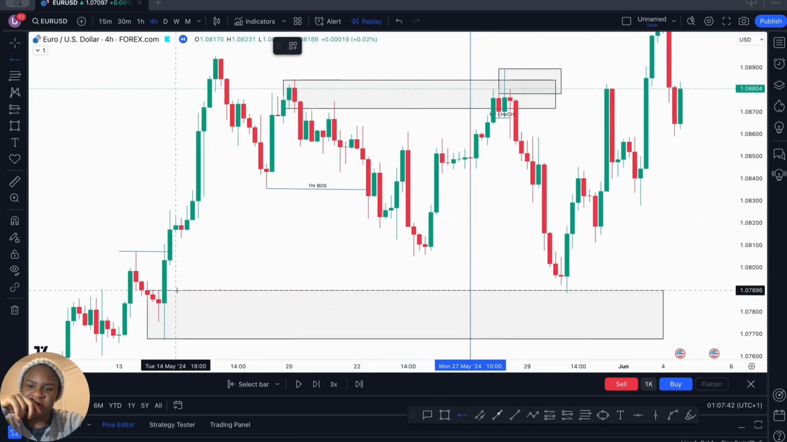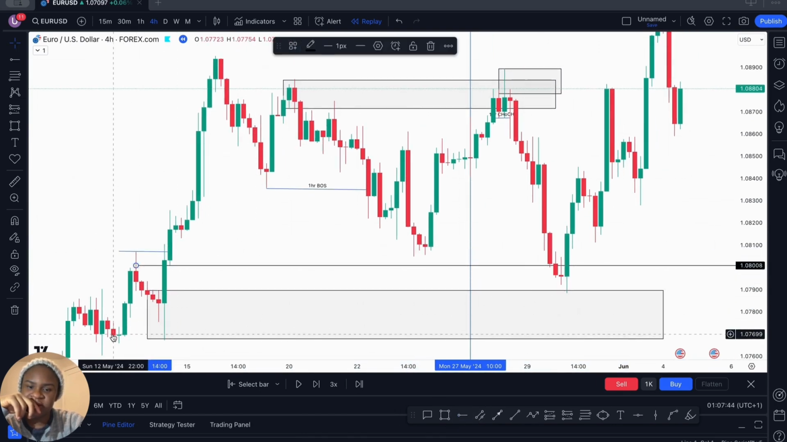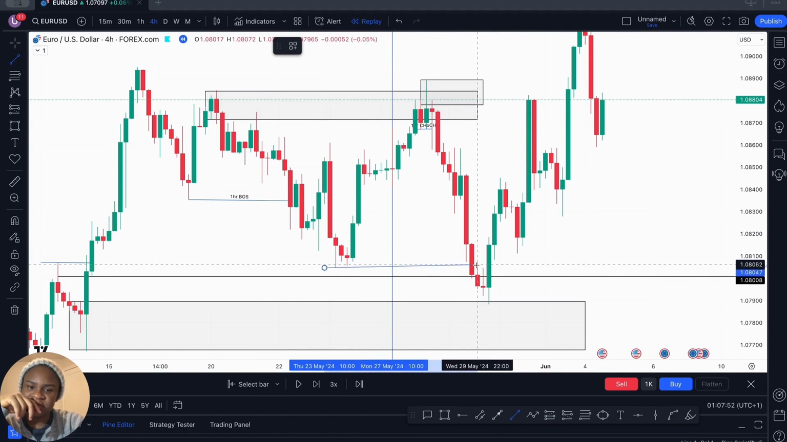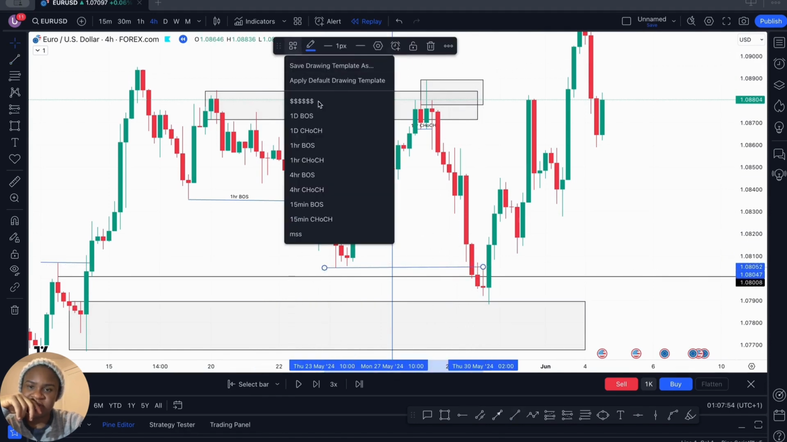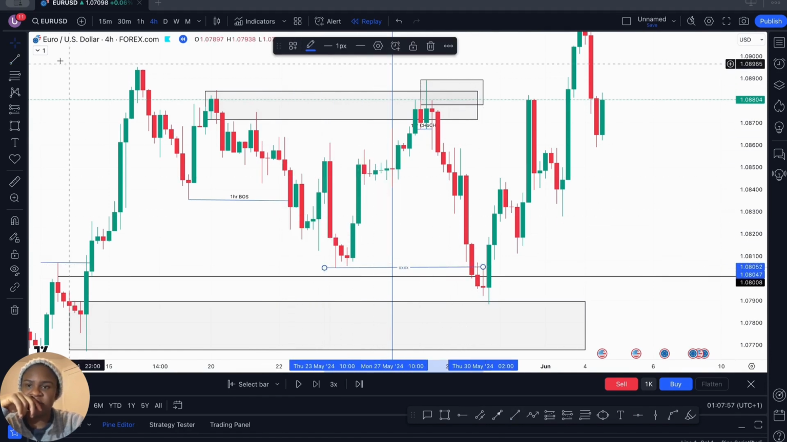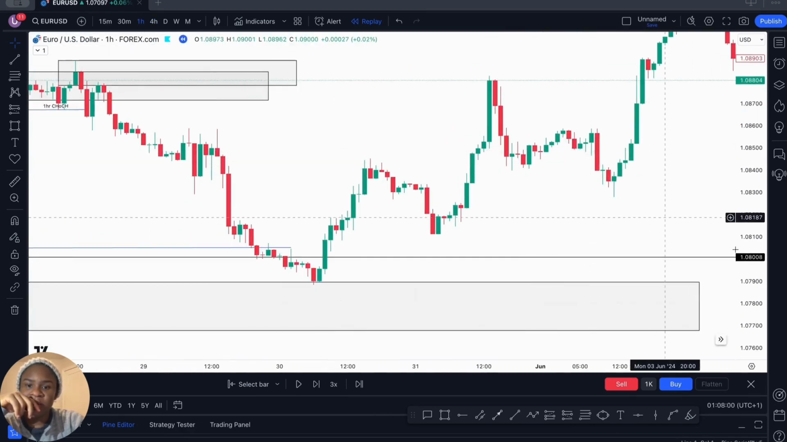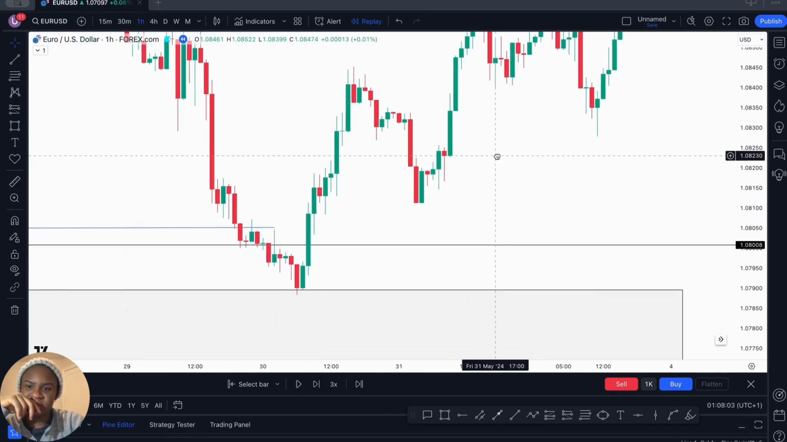Now, the fair value gap is around here, right? But if you look at it very well, before it got the fair value gap, what happened? The market took out this liquidity. Can you see it? There was a liquidity grab in that area. I will go down to my 1 hour. On my 1 hour, what am I seeing?